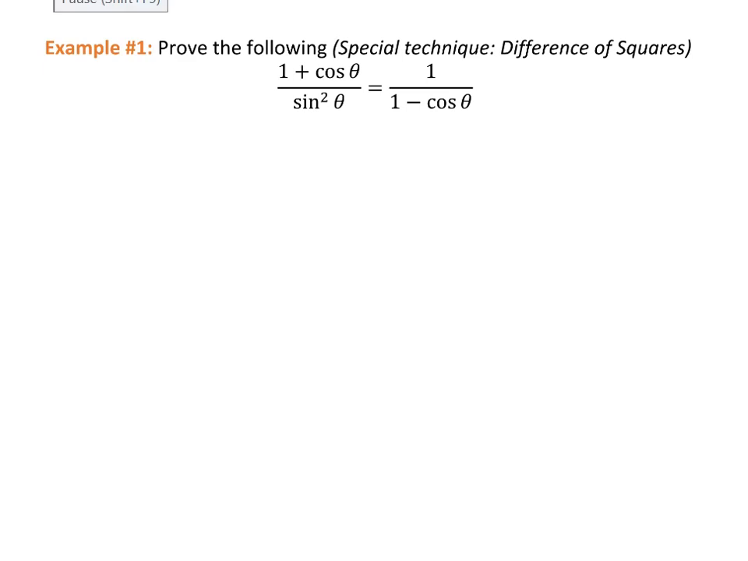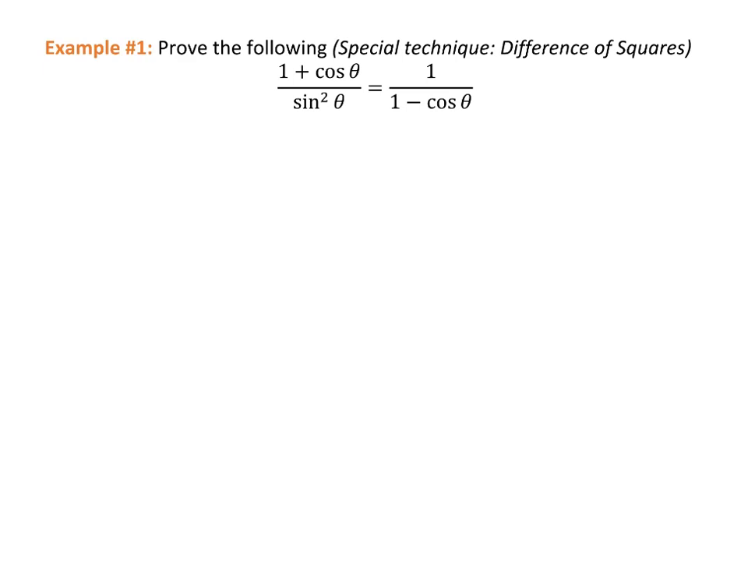So in this video, I want to show you a few more techniques for solving trig proofs. Remember that there's not one size fits all, right? There's not one strategy that works for every proof. What we're trying to do is build up our toolbox so that when we see a new proof, we have a few more resources to draw on.